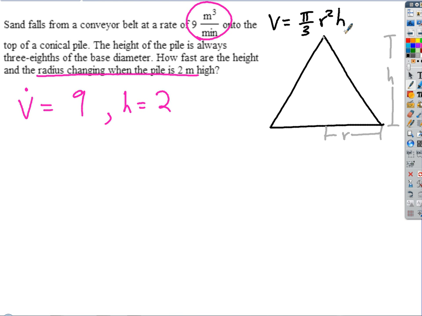Okay, so they want to know how fast are the height and the radius changing when the pile is 2 meters high. But they give us something important here. I was always say I think we're about out of time. What about this?